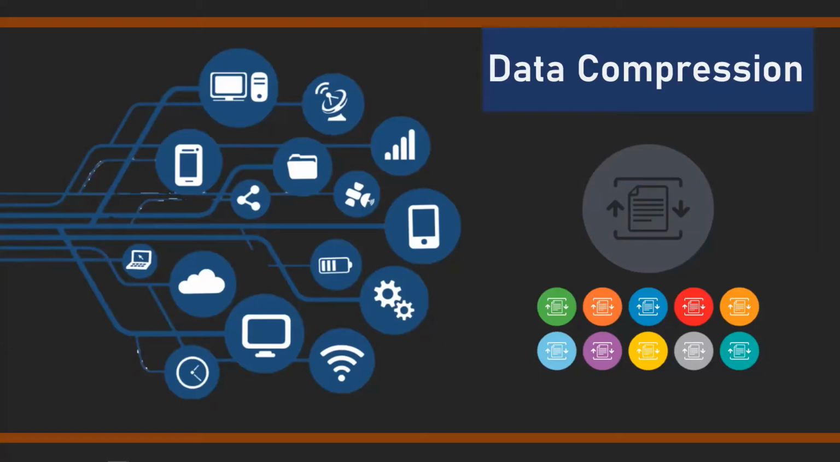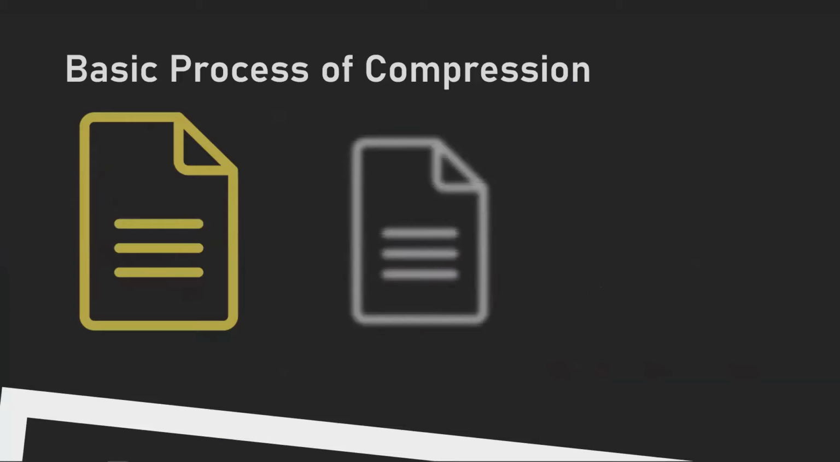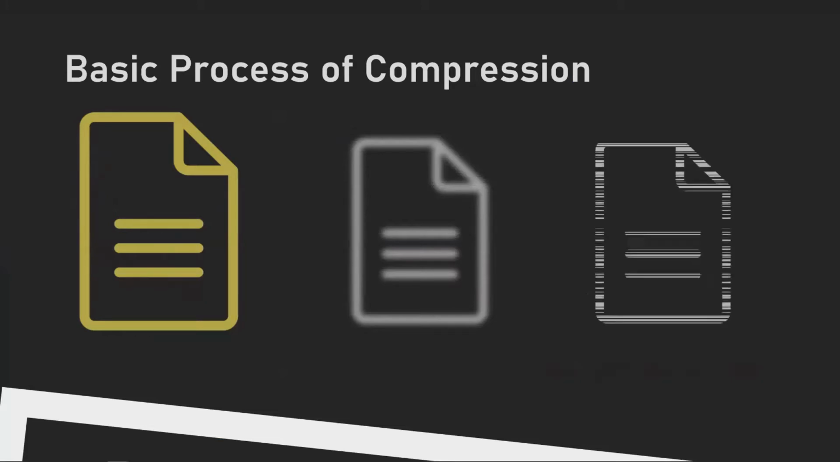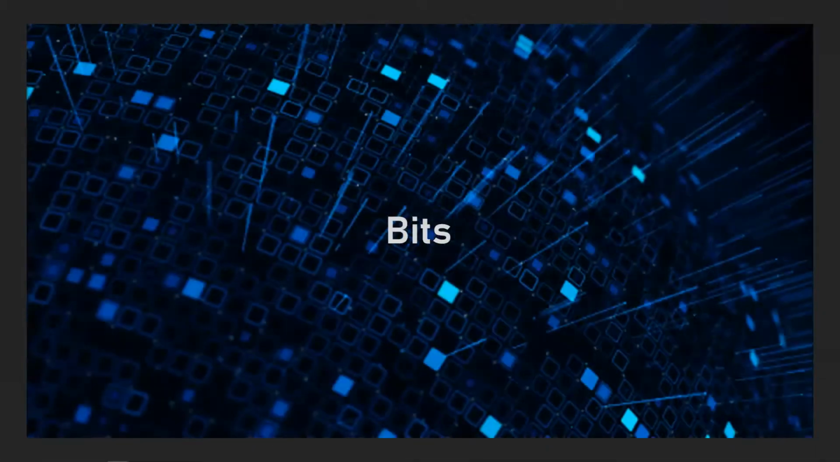In this video, we are going to talk about lossless and lossy compression, which are the two main types of data compression. A basic visual representation of compression is having an uncompressed file, or file that we want to compress, and then we use the necessary compression algorithm for the file, and out comes a smaller file that may or may not have lost information. We can calculate how much is compressed by using the formula of the compression ratio, which is uncompressed file size over compressed file size. In order to use this formula, you must first understand bits.